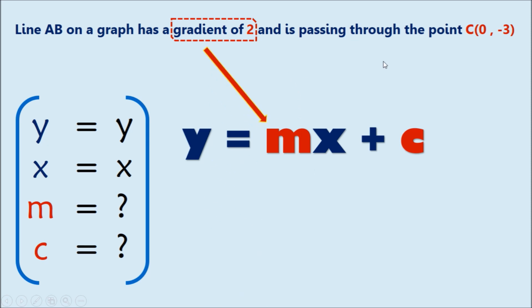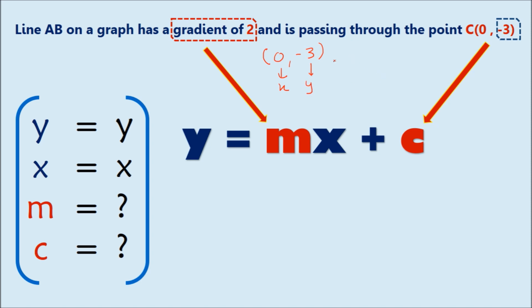and is passing through the point C where x is 0 and y is minus 3. So our y-intercept will be minus 3. Now, in case you are wondering how y-intercept equals minus 3, let me explain. Write down the coordinate where x is 0 and y is minus 3. So we can say that x is 0 and y is minus 3.